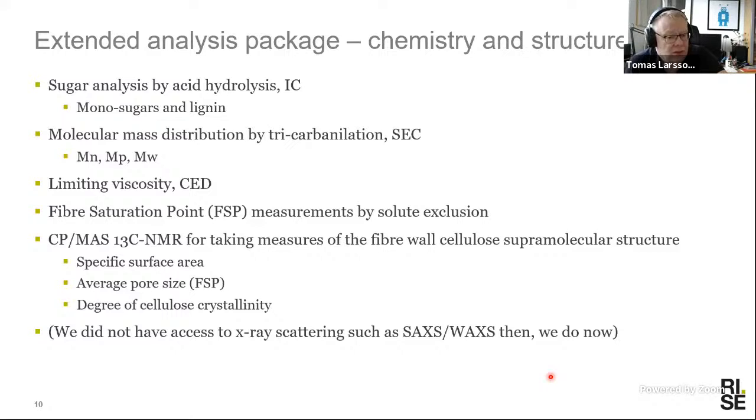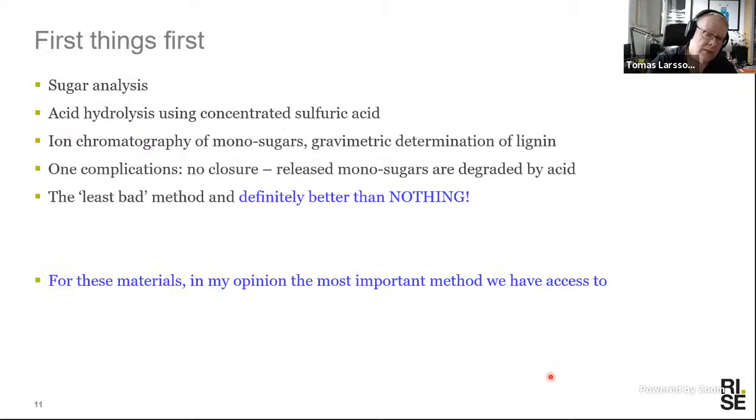We have the fiber saturation point measurements. Sugar analysis and molecular mass distribution are essentially telling us about the chemistry in the material. And the fiber saturation point, in a lignin-depleted fiber wall, tells us what's not there, basically. It tells us about the pores and pore structure. And then we use solid state NMR for taking measure of what's there, the solid particles and so on. And since this is a bit old, we did not at that time have access to X-ray scattering. So for that reason, it has not been included in this work.